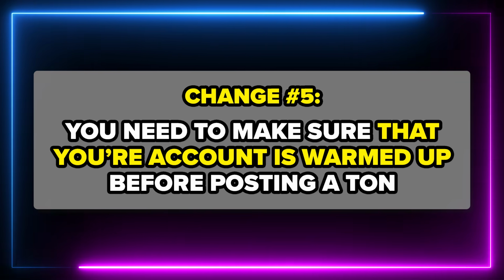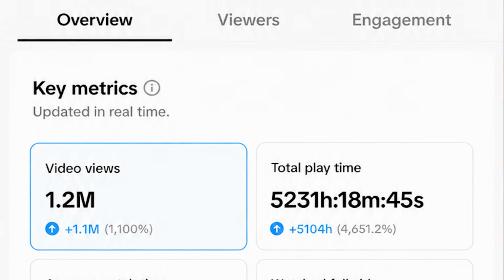Now, change number 5 is you need to make sure that you're warming up your account before you begin posting a ton of content. This is one of the biggest mistakes that I see so many small accounts make right now. They, right out of the gate, are posting 3 times a day, 4 times a day, 5 times a day. Sometimes they take multiple days off from posting, and this is messing up your TikTok algorithm. Instead, what you want to do in the beginning is post 1 to 2 times a day until you begin to go viral.